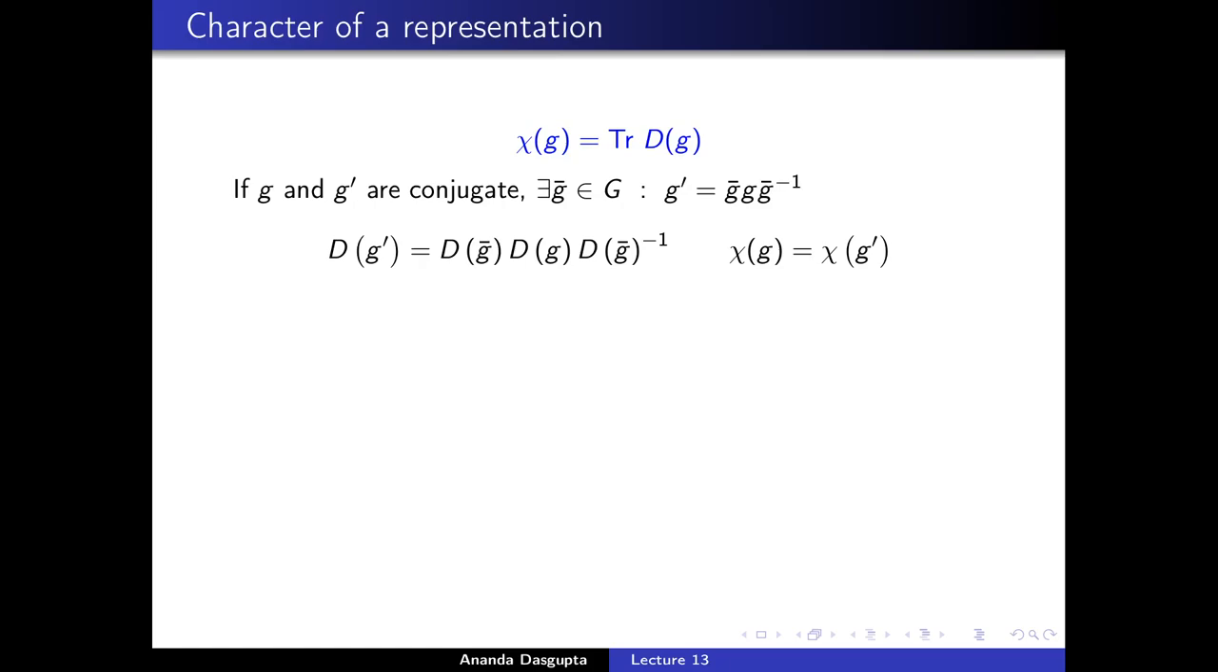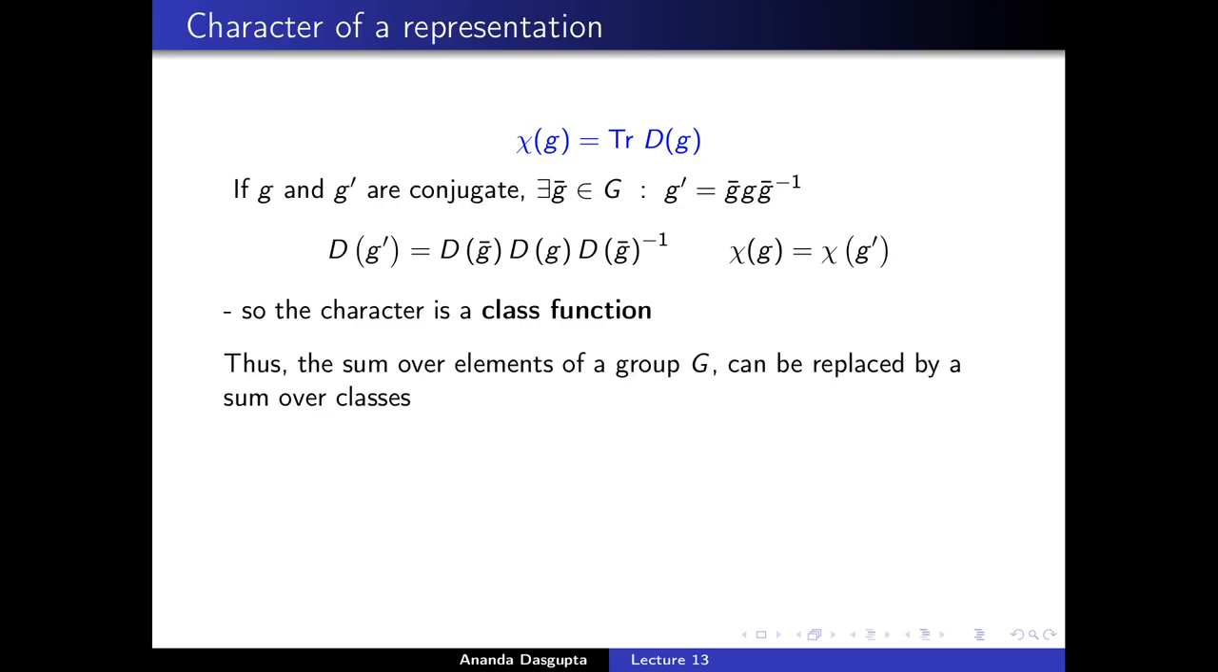So not only is the character a function of the group element, it actually is a function of the class which the group element belongs to. So in other words, it's a class function. Every element of a given conjugacy class corresponds to exactly the same character. That is what is of utmost importance here. An immediate consequence of this is that in the orthogonality relation for character vectors, we can replace the sum over all group elements by a sum over classes.